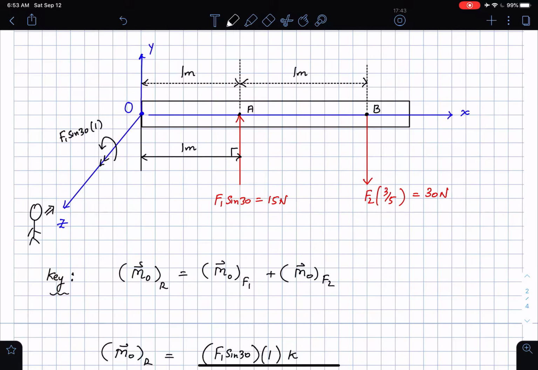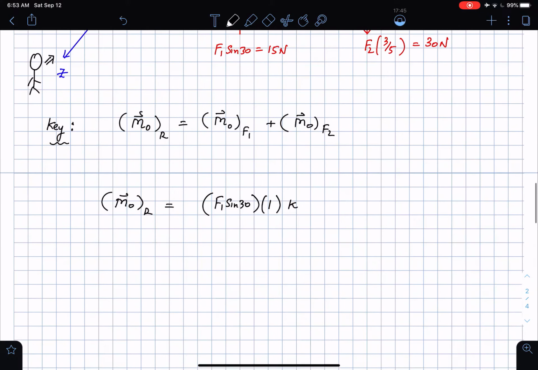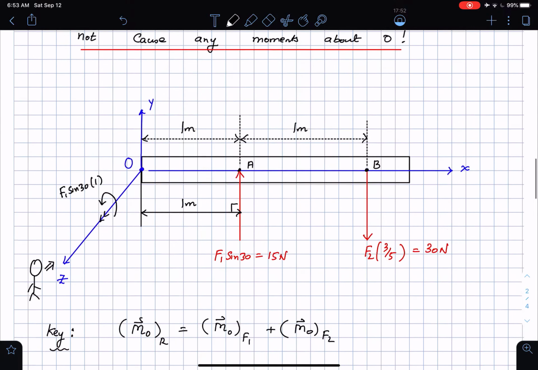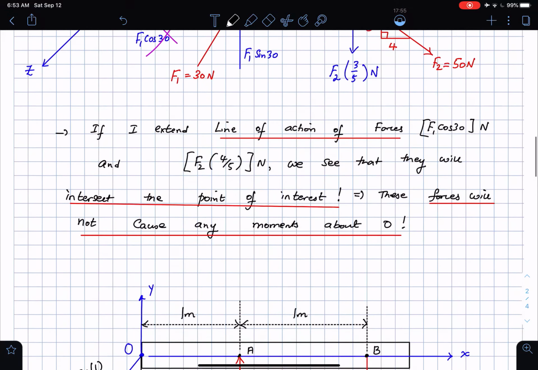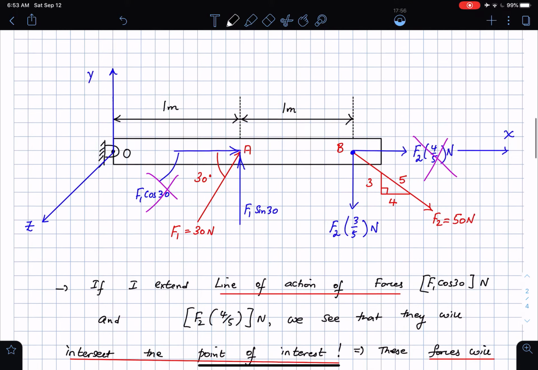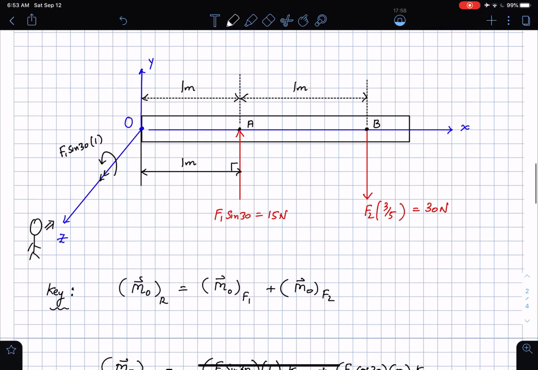Likewise, I had the other force which belonged to this, which was this F1 cosine 30, and I will say that its distance is 0. The perpendicular distance, as we have said, its line of action intersects the point of interest, which means its perpendicular distance is 0.